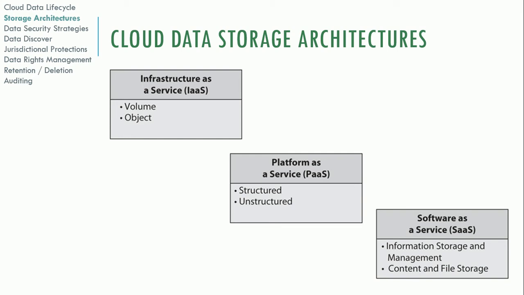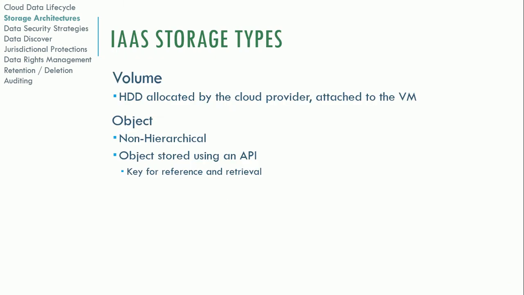Previously in this course, we talked about the three primary service models for the cloud. They were infrastructure as a service, platform as a service, and software as a service. And for each one of those different service models, there are different mechanisms for storing data, different ways that we handle data storage, and certain levels of control that we have over that data storage. So I'm going to talk about how we store data in each one of these different environments and different service models in the cloud. And let's start with infrastructure as a service.